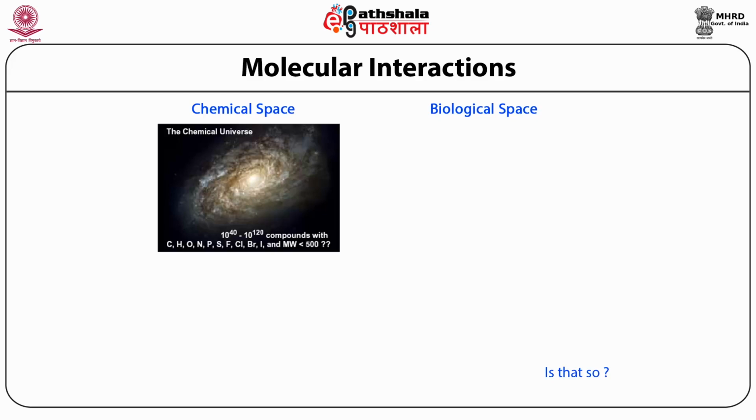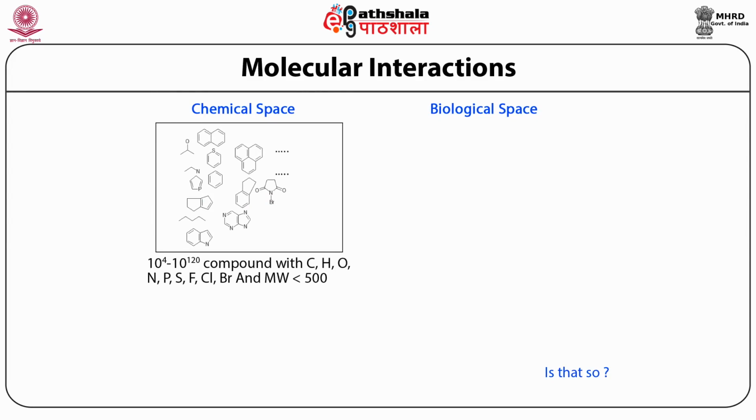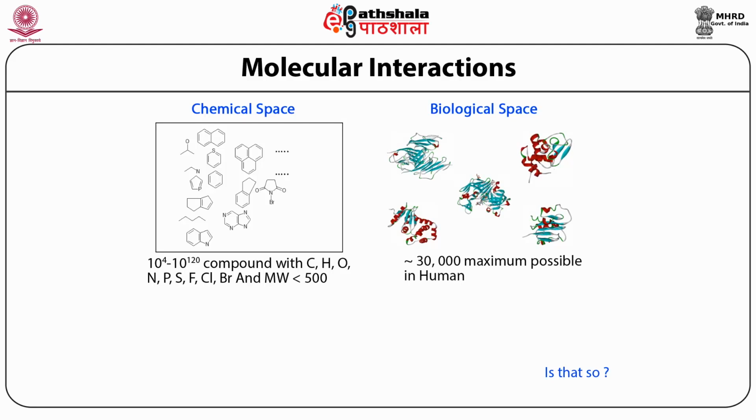Basically, with rough hand calculations one can find that it can be 10 to the power 40 to 10 to the power 120 compounds, all using only carbon, hydrogen, oxygen, nitrogen, phosphorus, sulfur, fluorine, chlorine, bromine, and iodine, as normally found in small inhibitor libraries, and the molecular weight should be less than 500. However, if we look at this structure space, we can as well find that there will be an equivalent biological space, that is, not already known crystal structures in PDB.